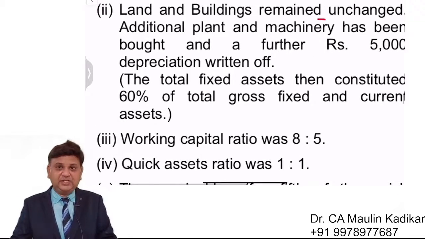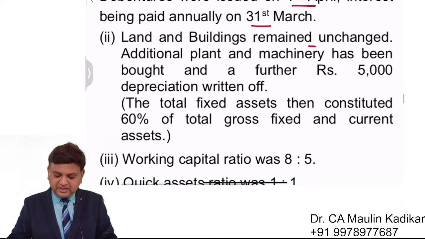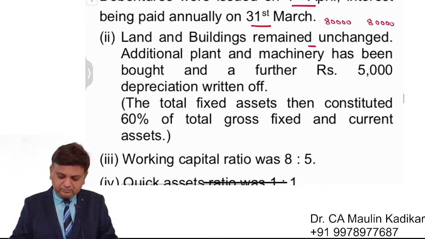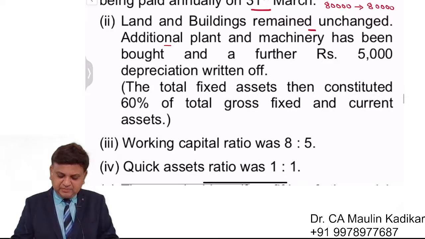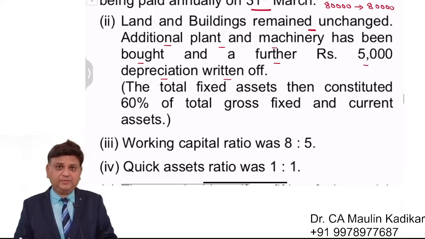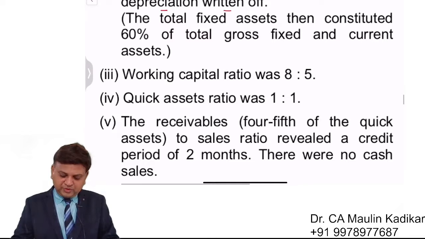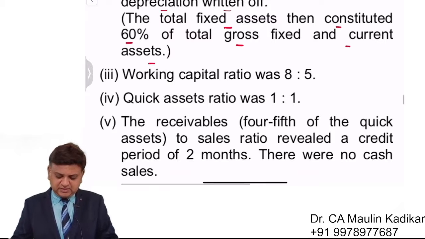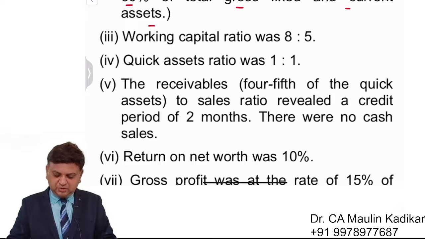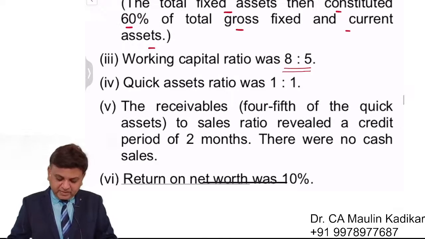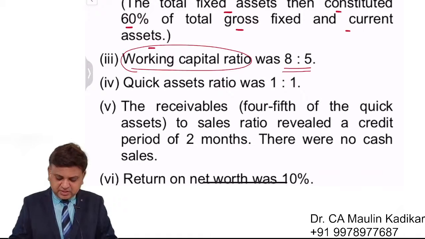Land and building remain unchanged. So opening was 80,000, closing will also be 80,000. Additional plant and machinery has been bought, and further rupees 5,000 depreciation written off. So there is an addition of the plant and machinery, and depreciation of 5,000 was written off. Total fixed asset then constituted 60% of the total gross fixed and current assets. Working capital ratio was 8:5. Working capital ratio is nothing else but the current ratio.